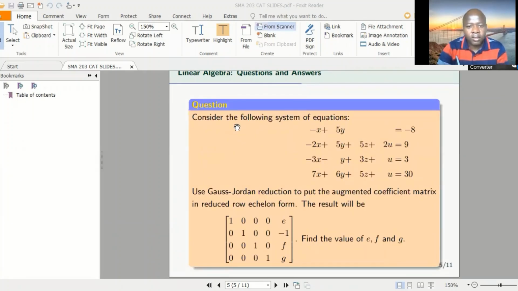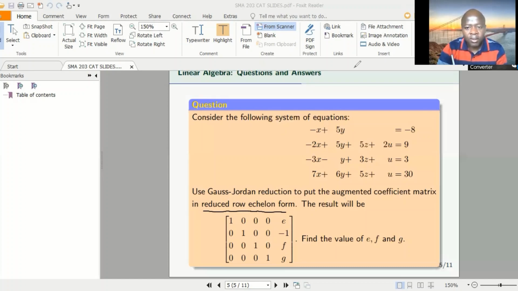Now, this question we are doing almost the same way we did the first question, with the same reasoning, and we are given the system of linear equations here. We are told to use Gauss-Jordan reduction to put the augmented coefficient matrix into reduced row echelon form. The first one was not reduced row echelon form, it was just row echelon form. So if you take that augmented matrix and reduce it to reduced row echelon form, the result should look like this. And when the result is like this, read for us the values of E, F, and G. This one has already been given to us as -1.